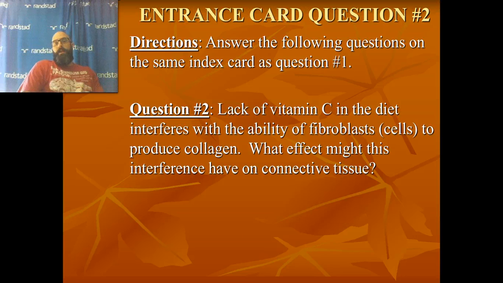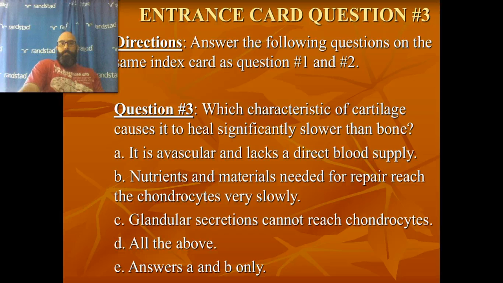So what I'm saying is, if you have a very low amount of vitamin C in your diet, it'll keep fibroblasts from producing collagen fibers. What kind of effect might this have on the connective tissue and maintaining homeostasis? And we're going to follow that up with a third one. So answer this one also.